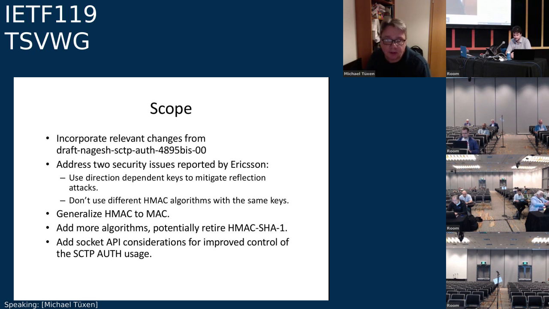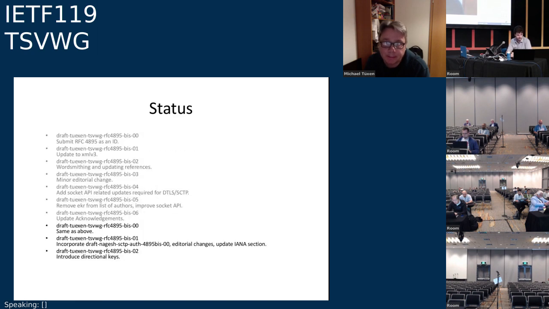The current state of the socket API is specified in the big RFC, which defines the socket API, because that was done later than RFC 4895. Next slide. So here you see the history. The first 6 things were individual contributions. The 00 document was the same as the last individual one, only submitted as a working group document. The 01 incorporated the older BIS document, some editorial changes, and an update to the IANA section.